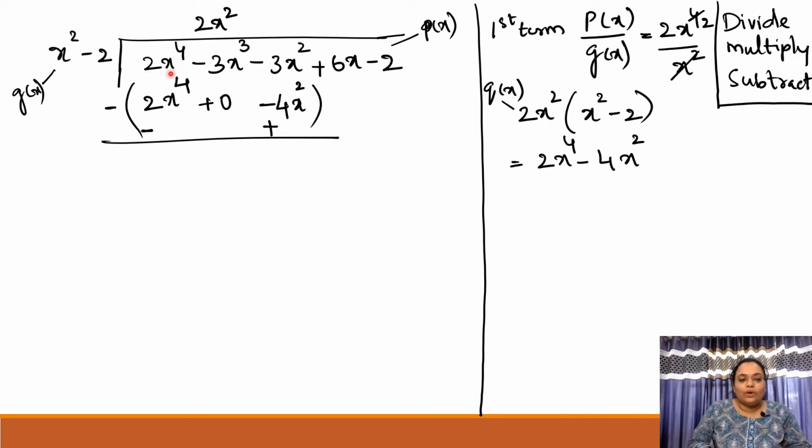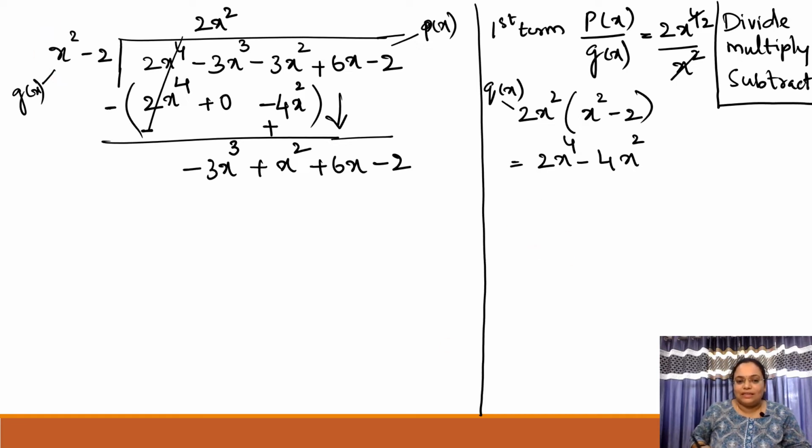2x power 4 and minus 2x power 4 will get cancelled. This is minus 3x cube plus 0, which is minus 3x cube only. Minus 3x square plus 4x square is plus x square. I'm just getting both the terms down. Then we need to again divide minus 3x cube with x square.